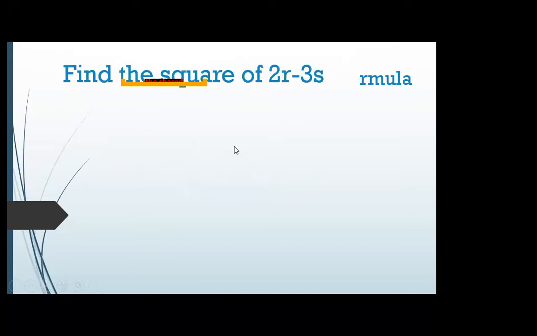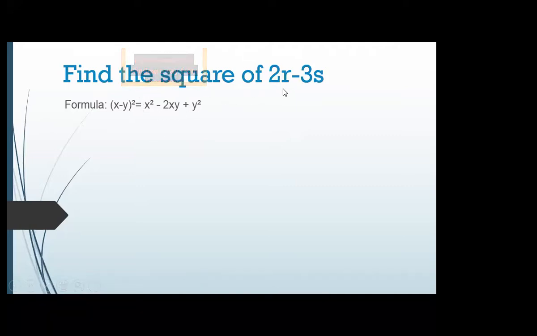Right? Now, students, what is the question? Find the square of 2r minus 3s. Afra, which formula are we going to apply here? Second. Very good. Why? Because there is a negative sign over here.